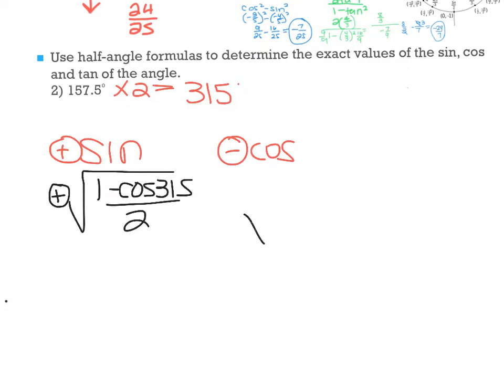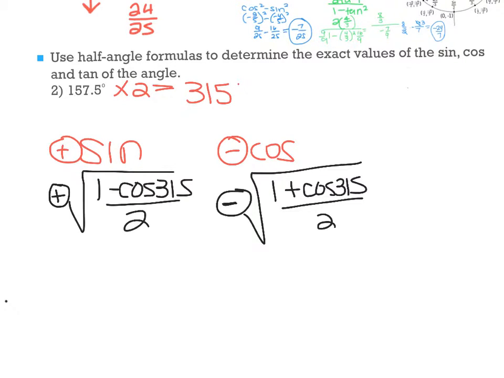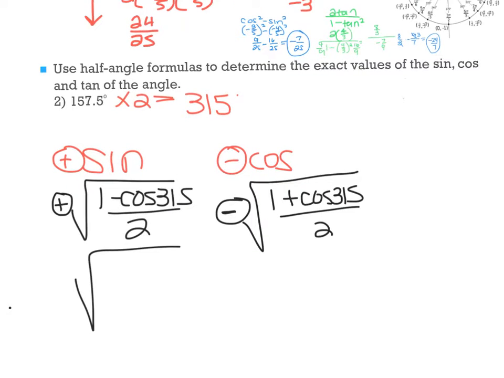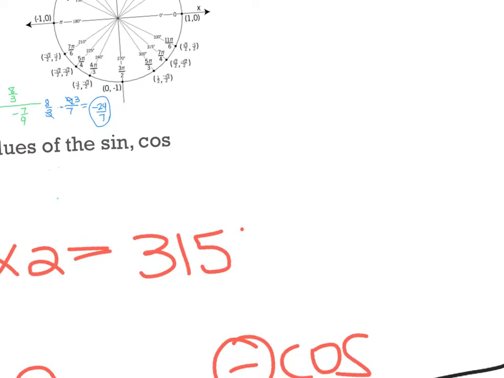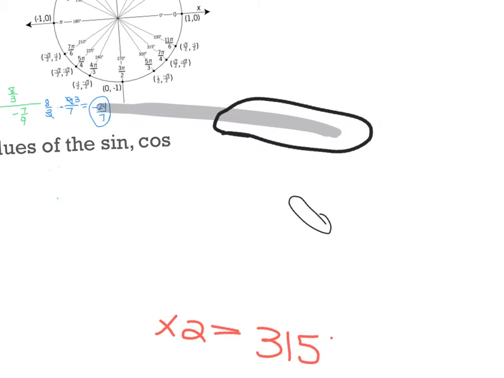For the cosine, I'm going to do 1 plus the cosine of 315 over 2. And in the end, I'm going to make sure that there's a negative on the front of the square root. So the 315, I'm going to give you your unit circle. 315 is right here, which is root 2 over 2 and negative root 2 over 2.